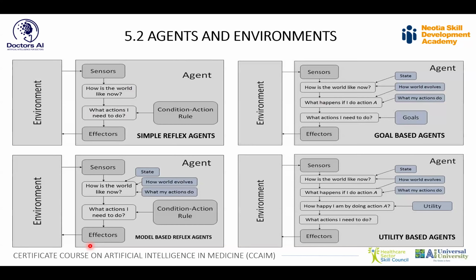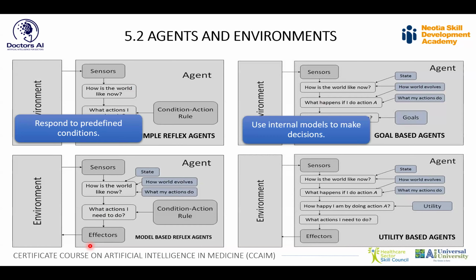So let me give you one snippet line for each. A simple reflex agent is one that responds to predefined conditions. So you define a set of rules, and based on that, it's going to act and respond. A goal-based agent is where it uses internal models to make decisions. So internal rules are set. It has been given a goal to act on, right? And based on that, it is going to act.